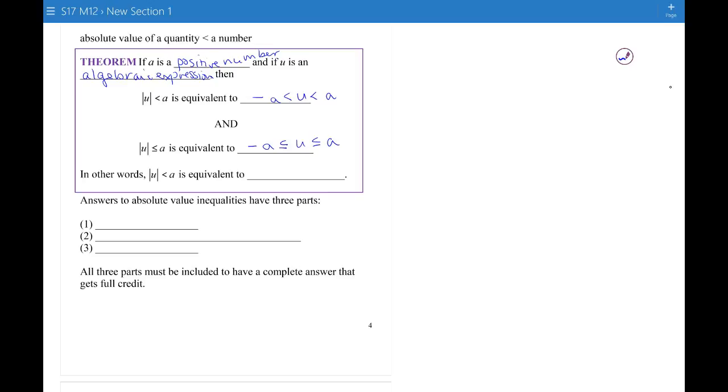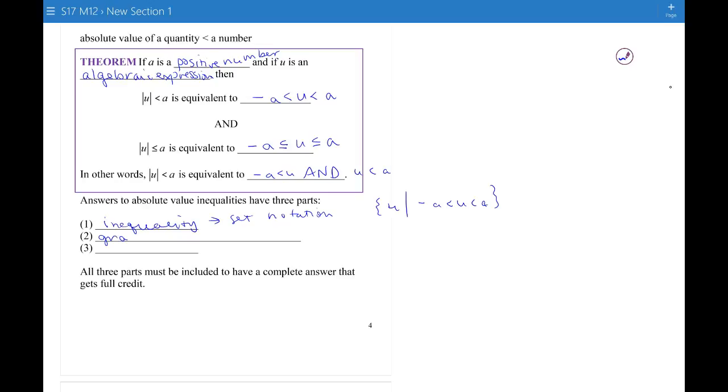So in other words, the absolute value of u is less than a is equivalent to negative a is less than u and u is less than a. So remember that when you write the compound inequality, the and is implied. So answers to absolute value inequalities have three parts, just like we were talking about in section 1.5. You have the inequality, which goes into your set notation. The set of all u such that you have your inequality, but you've solved for x in our case.